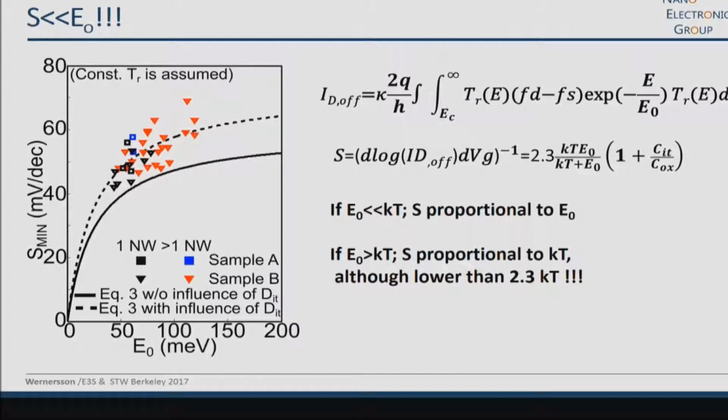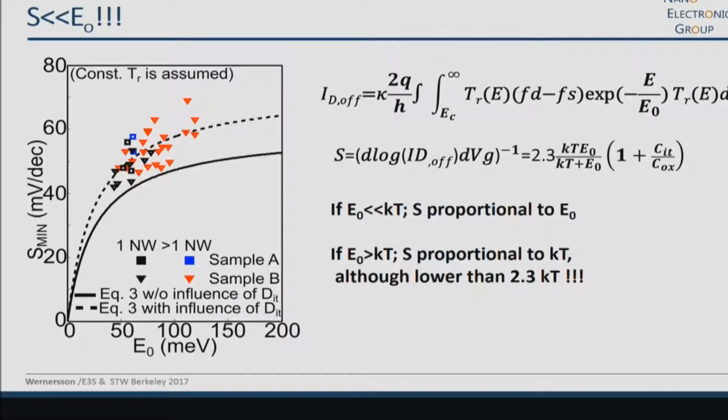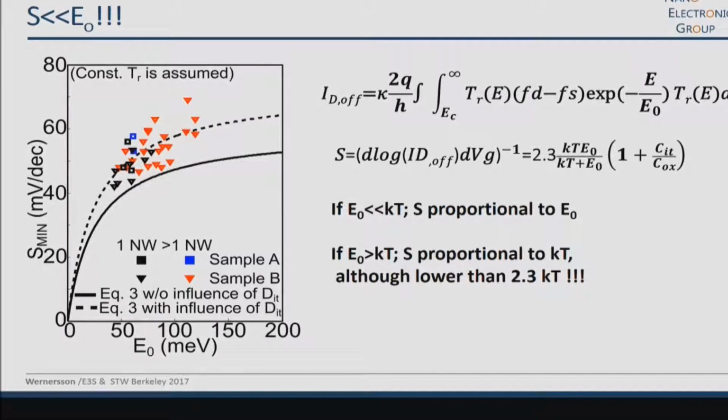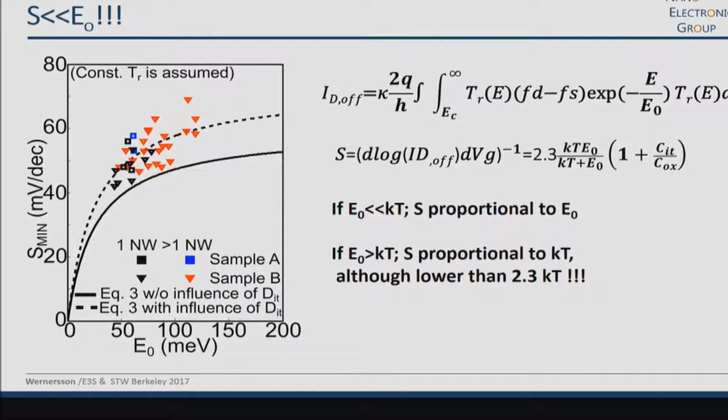So we can see the DIT costs us about 10 millivolts per decade, which I think is reasonable when we talk about this DIT level, etc. But this equation is quite interesting. If E0 is much smaller than kT, the slope will be proportional to E0 down in this region. But if E0 is larger than kT, S is proportional to kT, but it's lower than the thermal limit because we are lowering with E0. So we have an internal mechanism where we use the distribution of the band tails to bring down the slope. This is what we think.